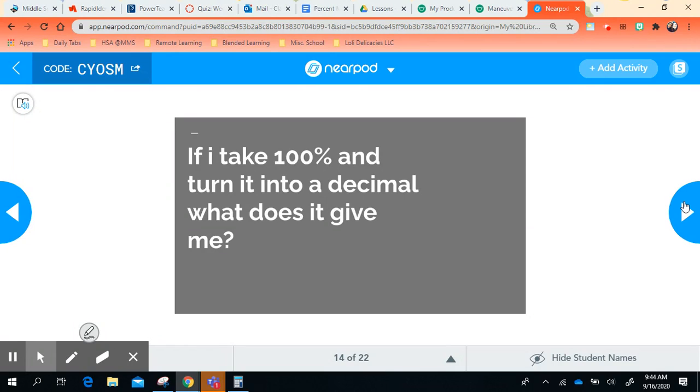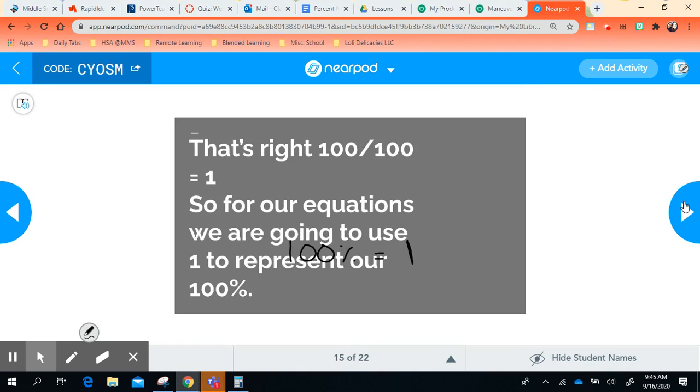Good. So if I turn 100% into a decimal, it's going to give me 1.00, which I'm just going to write out as 1. So we're going to be using that 100% as a decimal 1 to help us with our equations, okay? So it should be an easy transition. Yes, that's right. 100 divided by 100 gives us 1. So for our equations, we're going to use 1 to represent 100%. For today, maybe tomorrow, we're going to keep that 100% on there as well, so that way you keep it in your head that that's what it's representing. Okay?